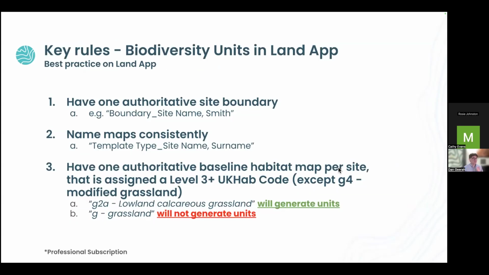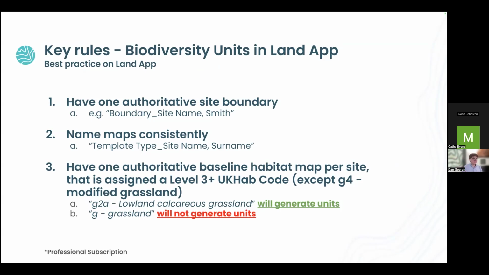Before I start my demo, just some key rules for biodiversity units on Land App. We're using the BNG toolkit. Just one, every site you're working on, just have one authoritative site boundary. Try and avoid having lots of different boundaries. Just create one nice boundary that says, here's our area of interest.